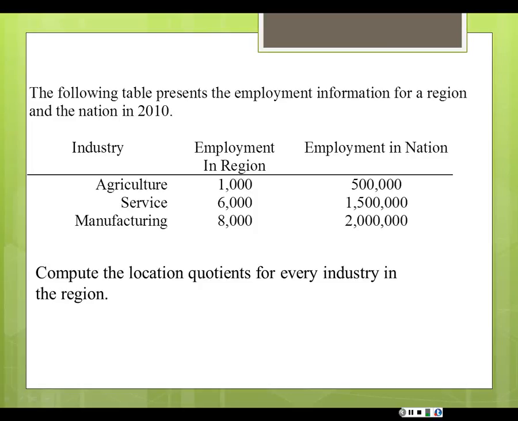This example is quite similar to your homework assignment. So here in my region, in this example, I have only three industries: agricultural, service, and manufacturing. So I provide you the employment for those industries for my study region and also for my nation. And now I want you to compute the location quotients for every industry in this region. And therefore, you need to compute three location quotients, one for agricultural and one for service, another one for manufacturing.